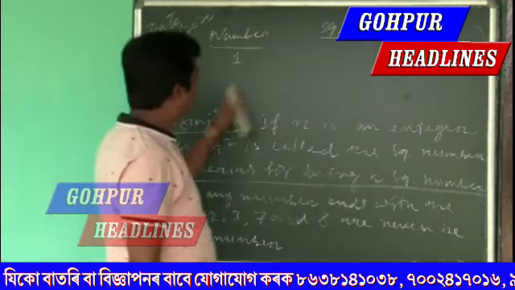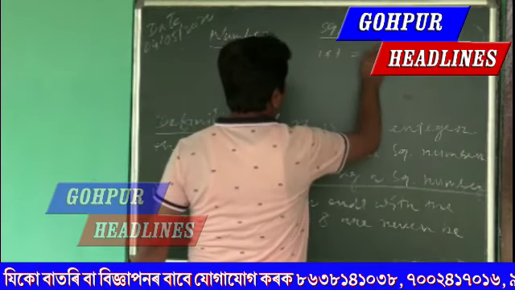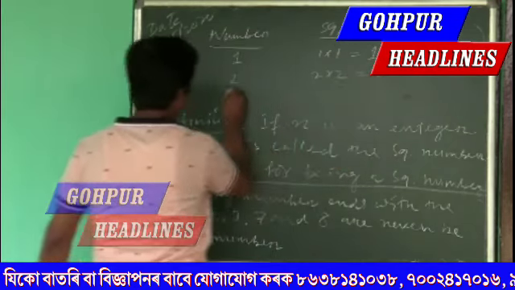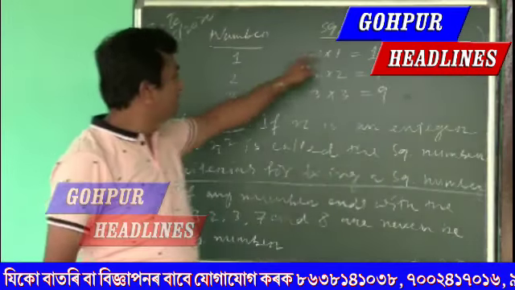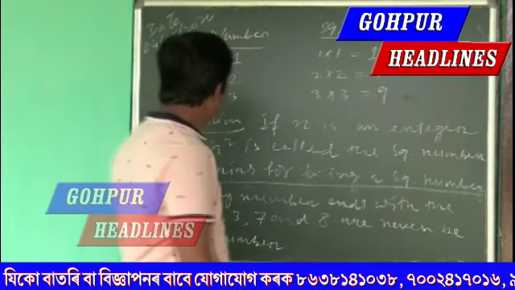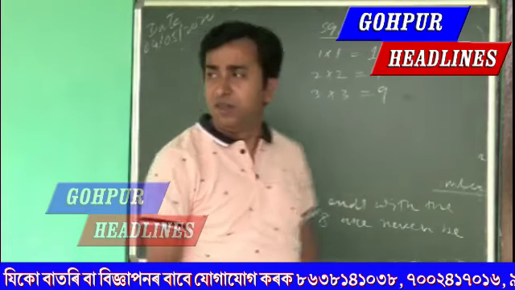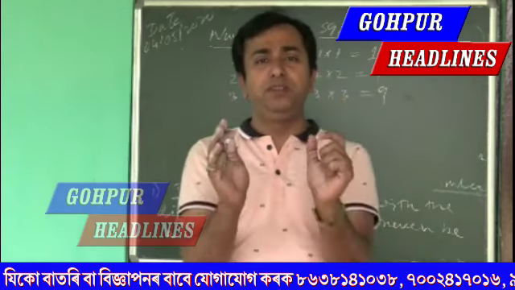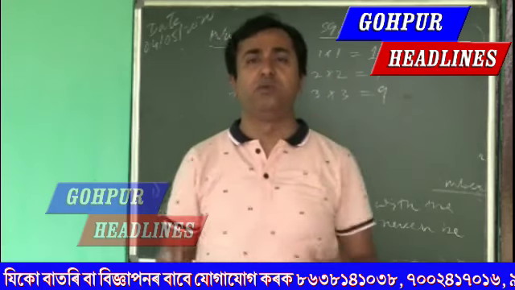Suppose this is 1. For 1, 1 into 1 is 1. Again for 2, it's 2 into 2, it's 4. Again 3, it's 3 into 3, 9. So for 1, the square number is 1. For 2, the square number is 4. For 3, the square number is 9. So in this way, you must write minimum 50. You must memorize the squares of 1 to 50.